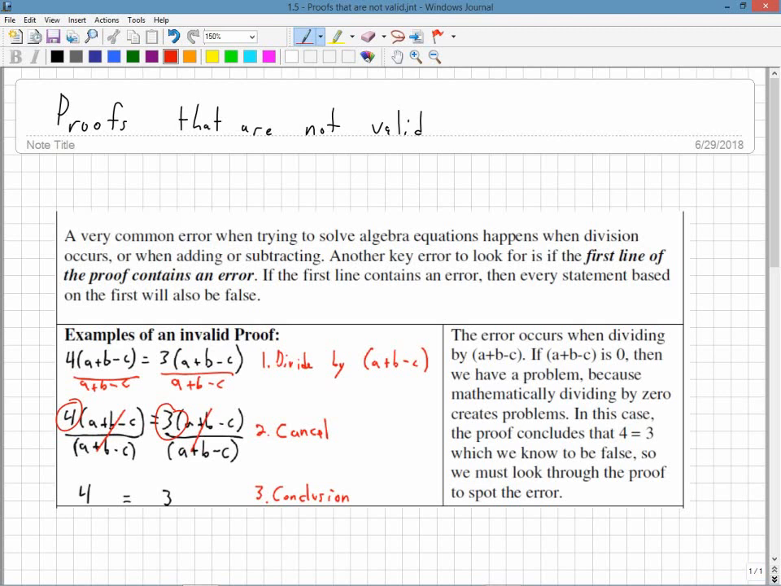So we look back through the proof. This is going to be a very short video. Basically, dividing by 0 is one of the main points that could be invalid. It's one of the easiest ones to spot, that a plus b minus c must be 0.